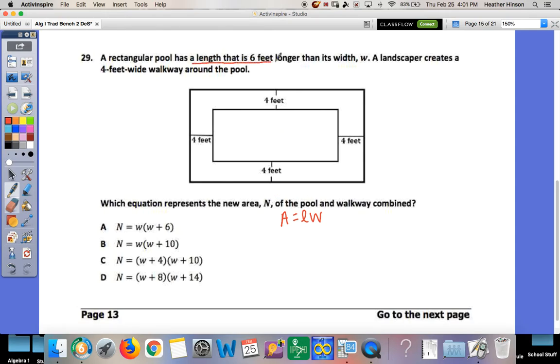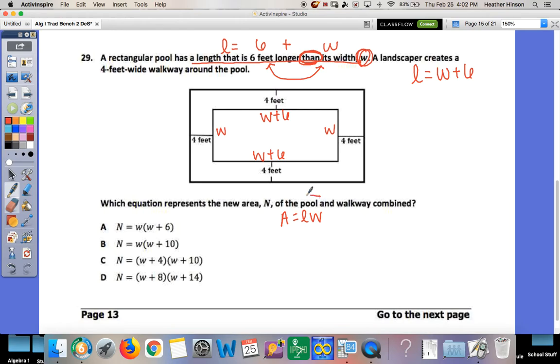We have a length that is 6 feet longer than the width. So longer than means add. So you have your 6 and your width. This than word, that's a switch word. That means flip this problem around. So instead of 6 plus W, it's actually going to be W plus 6. So that's our equation for length. So here's your length, W plus 6. And our width is just W. That's all they gave us for that.